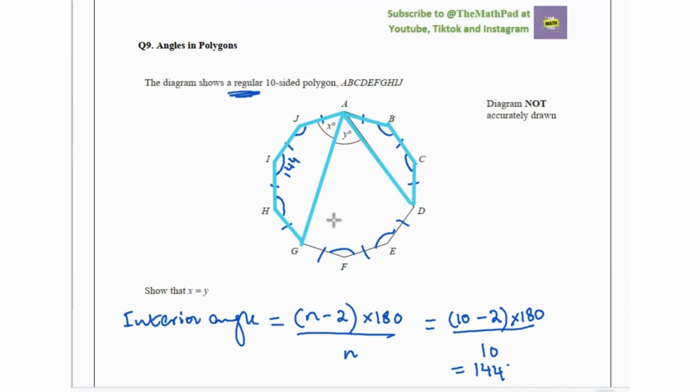So now what we can do is find x first using the shape GHIJA, and then using that we can find the value of y. So what I'm going to do over here is first find the sum of interior angles for this shape. So we have 1, 2, 3, 4, 5 lengths. JA, IJ, HI, HG, and GA. So 1, 2, 3, 4, 5. So for this, it's n equals 5. So I find the sum of interior angles.